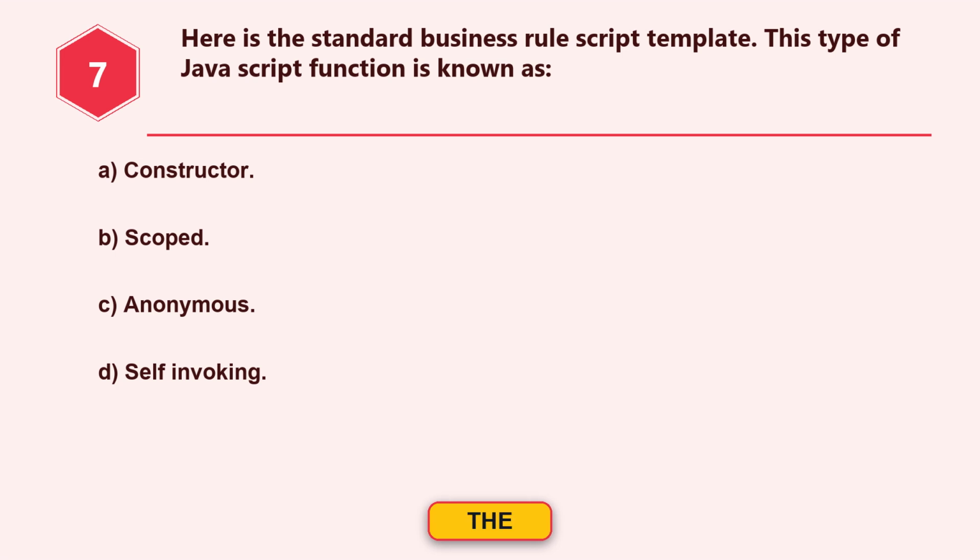Question 7. Here is the standard business rule script template. This type of JavaScript function is known as Option A. Constructor. Option B. Scoped. Option C. Anonymous. Option D. Self-invoking.